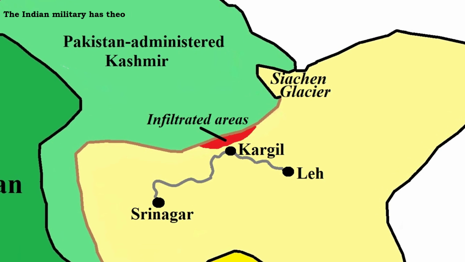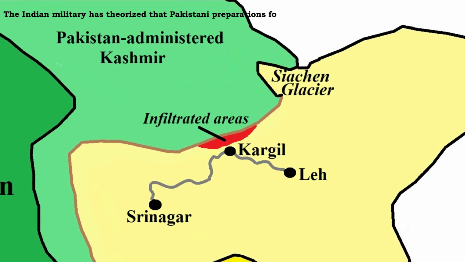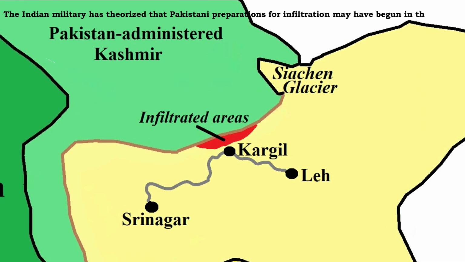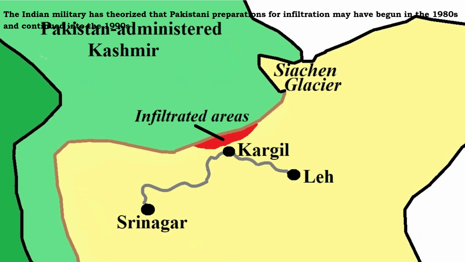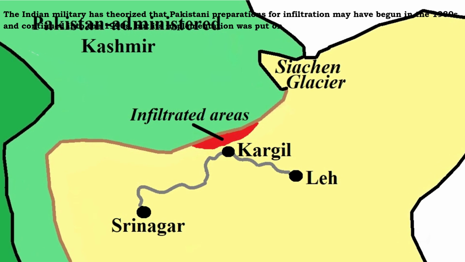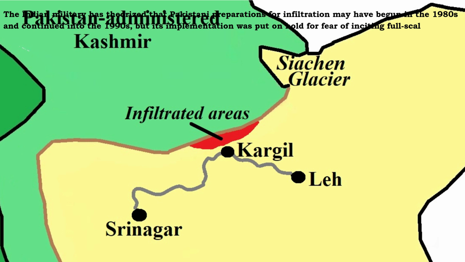The Indian military has theorized that Pakistani preparations for infiltration may have begun in the 1980s and continued into the 1990s, but its implementation was put on hold for fear of inciting full-scale war.